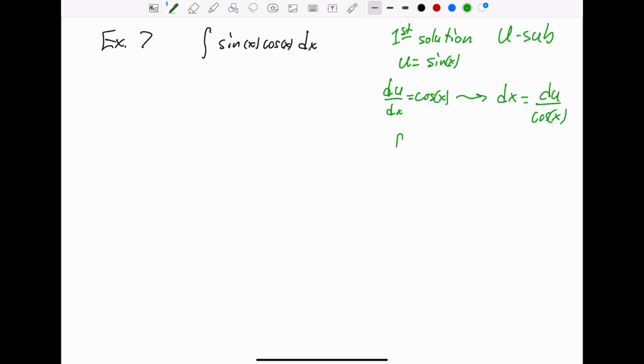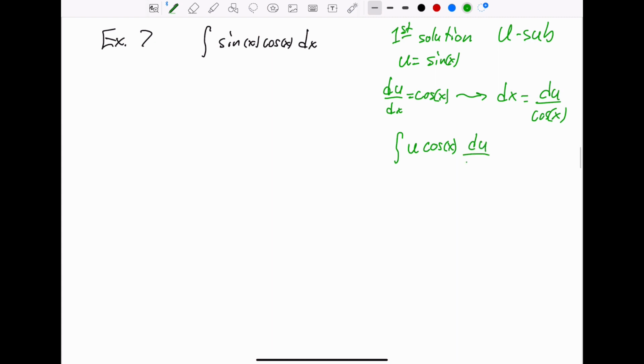So our integral becomes the integral of sine, that's u, times cosine, and dx turns into du divided by cosine of x. The cosines conveniently cancel, and we have the integral of u du. That is simply u squared divided by 2. U was sine, so this is sine squared of x divided by 2 plus c. That's one way to solve this problem, using u substitution. Let's take a look at a second solution where we'll use integration by parts.